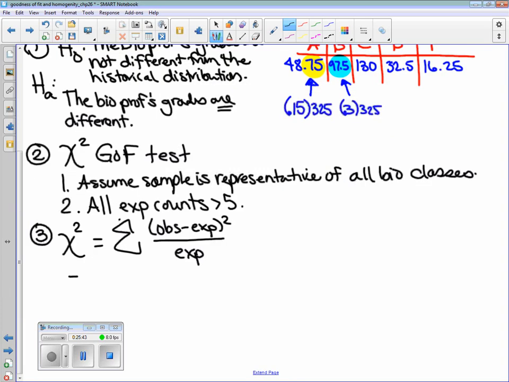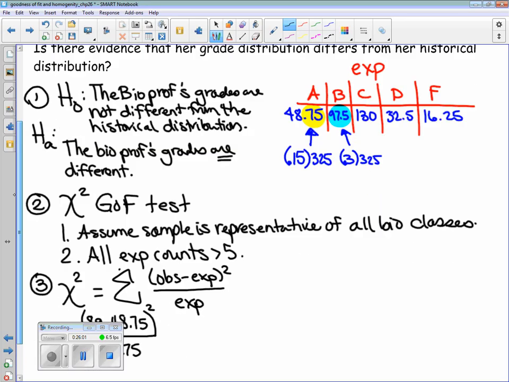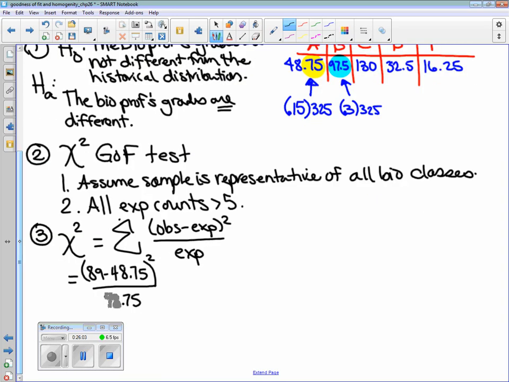So here's what you're going to do. You're going to say 89 minus 48.75 quantity squared divided by 48.75. You're just taking those two values, the observed and the expected, and plugging them into my formula. To that, I'm going to add. I'm sorry, go ahead, sweetheart. Yeah, where does the sum come? Now we're going to add.